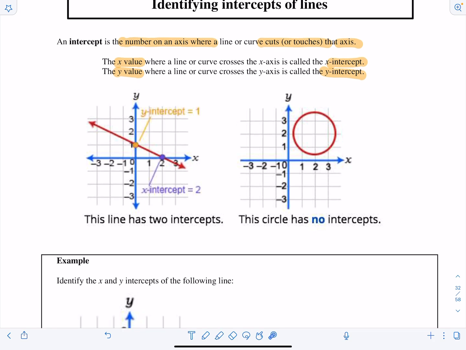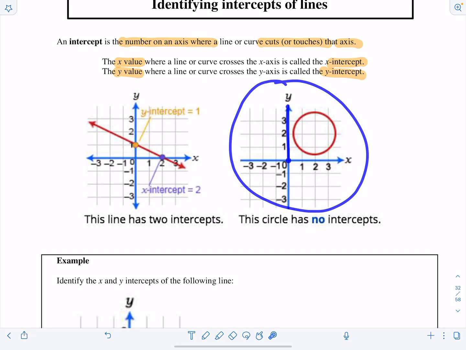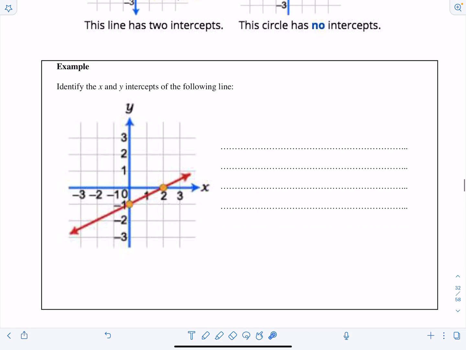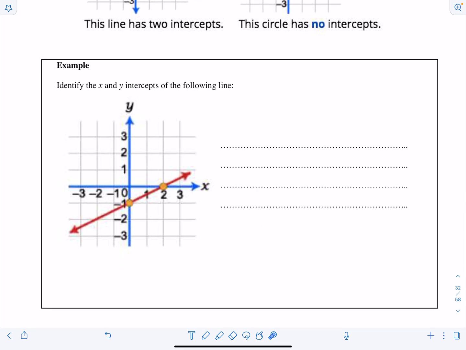If you have a look here, that's the y-intercept, that's the x-intercept. Here, there's no intercept because it's not touching the y or the x. Okay, so let's have a look at this one. I have two coordinate points, and I need to identify the x and y intercept. To find the x-intercept, I look where it cuts the x-axis, and it cuts it at 2. For the y-intercept, it is where it cuts the y-axis, and that's at negative 1.